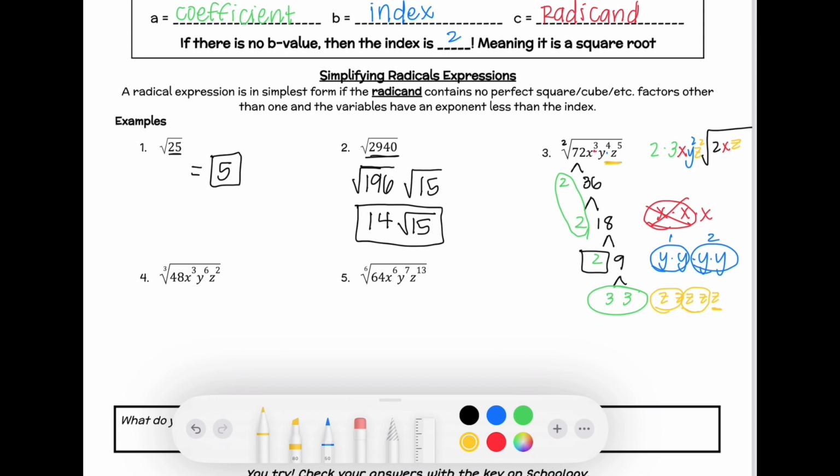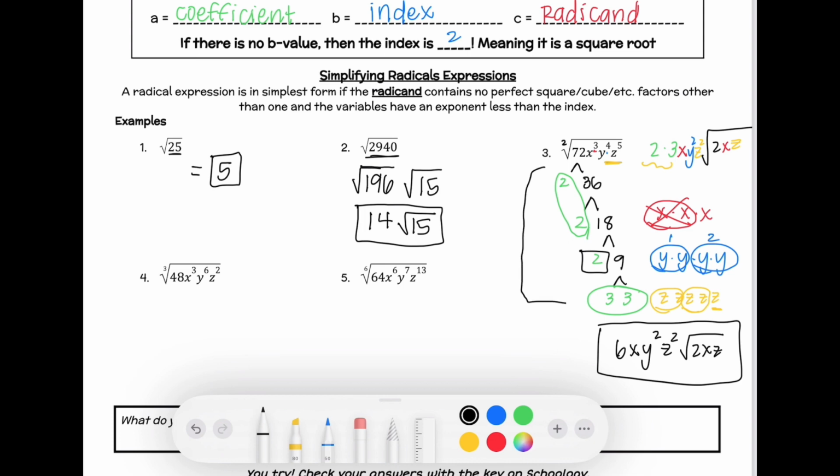Okay, so then our final step, when we write our final answer, we just need to go ahead and multiply those two numbers together. So we would have 6x y squared z squared times the square root of 2xz. So as you can see, dividing all of it and getting our prime factorization is going to be a lot more work, but it's going to work every single time. So if that makes more sense to you, then definitely just go ahead with that process.